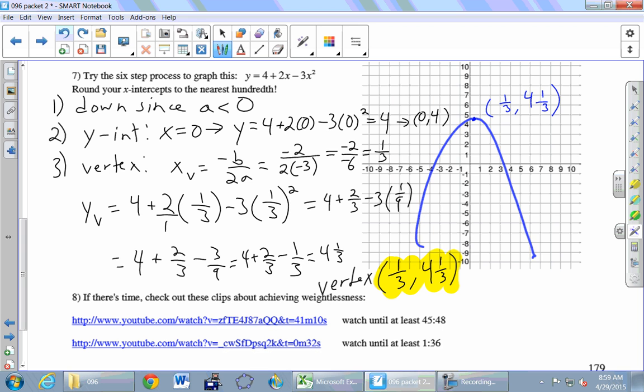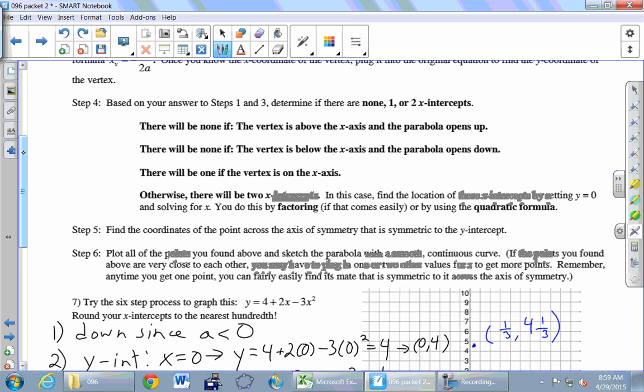But suppose that this guy right here opened up. Then the parabola looks like that. Does it have x-intercepts? No, so don't waste your time trying to find them. So this is a new piece, and it's written out here in step 4. It says if the vertex is above the x-axis and the parabola opens up, that's the thing we just drew, then there will be no x-intercepts.